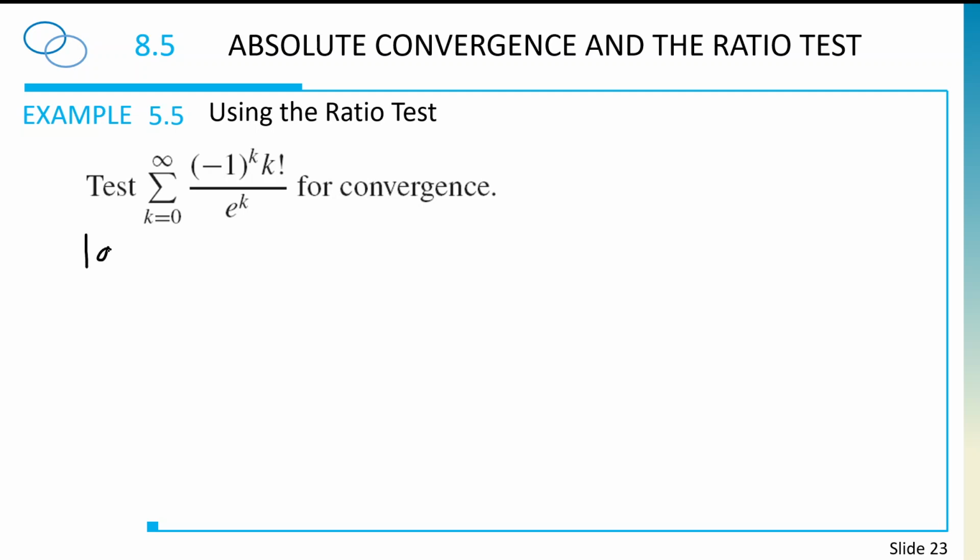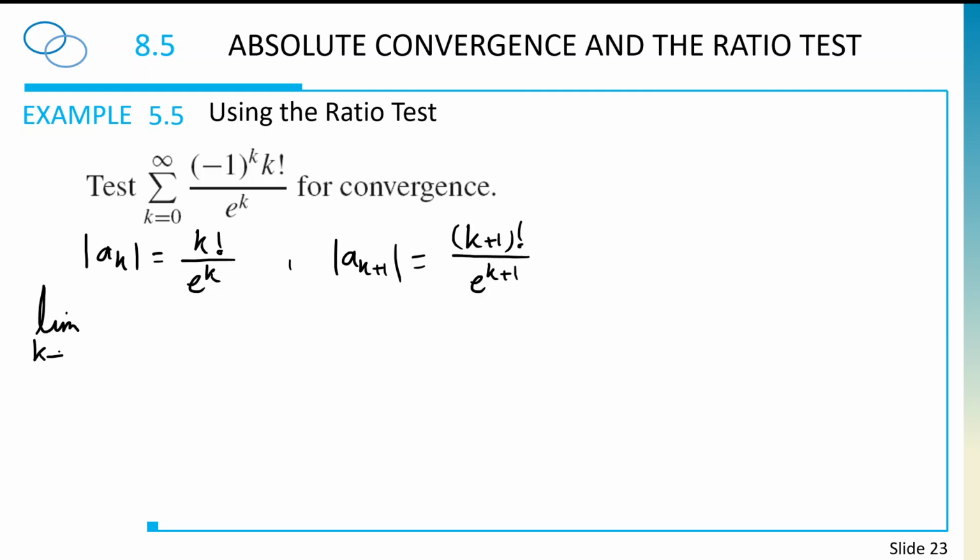So now the absolute value for a_k equals what? k factorial over e to the power of k. What's the absolute value for a_(k+1)? This is (k+1) factorial over e to the power of (k+1). Now we'll do the process as in the previous question. You take the limit and then you divide these by each other. It's always good to prepare them in advance, the a_k and a_(k+1).